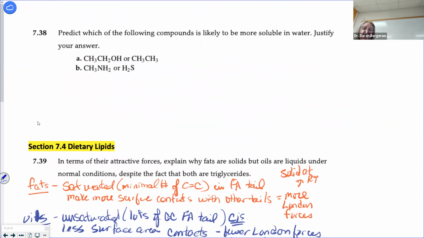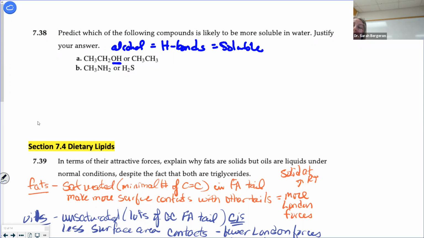All right. Predict which of the following compounds is likely to be more soluble in water. We're not asking if they are soluble, we're asking which is more soluble. Look at the first compound. What kind of functional group do you see? Alcohol. If I have an alcohol, what can I do? Hydrogen bonds. Is it very soluble in water? Yeah, super soluble.